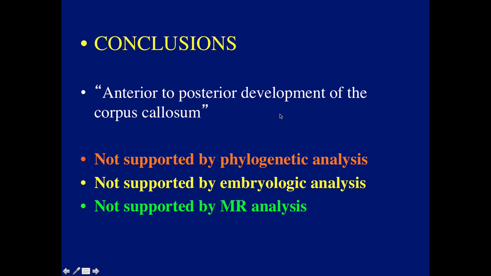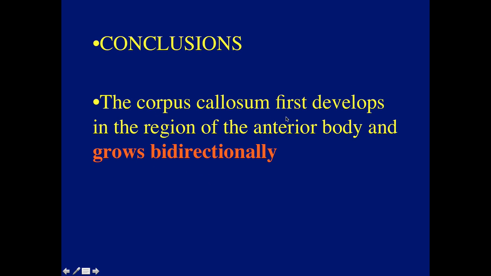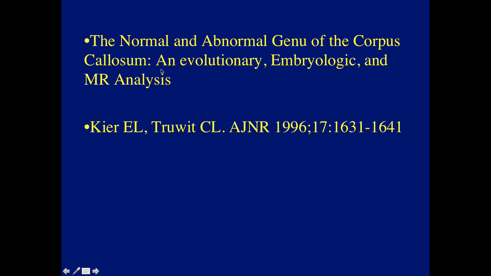So in conclusion, the anterior to posterior development of the corpus callosum is not supported by phylogenetic analysis, not supported by embryologic analysis, and not supported by MR analysis. That was the end of the story. Corpus callosum first develops in the region of the anterior body and grows bidirectionally. And this was published in AJNR, and it's not been refuted so far.